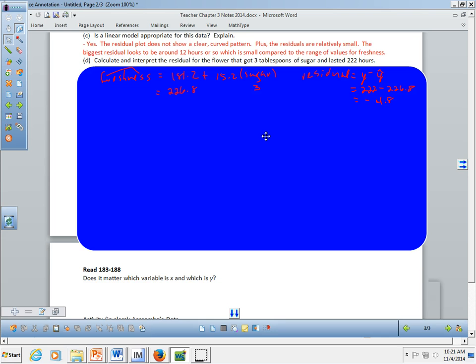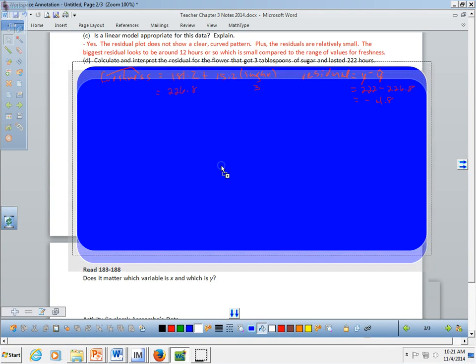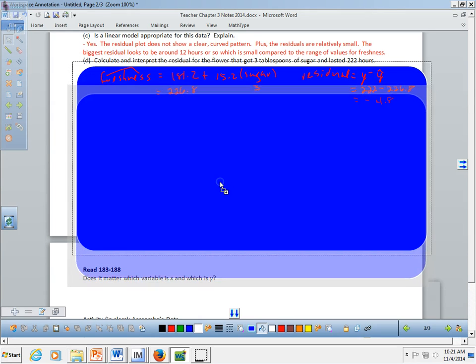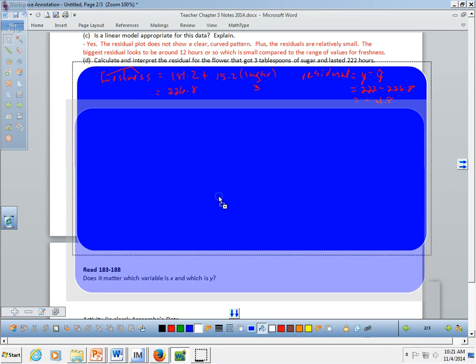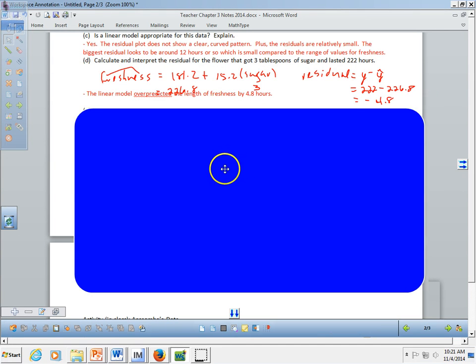Interpret that residual. Again, give yourself a second, stop the video, write that out. Okay, what'd you come up with? You should have said something like, let's see if this worked out. I did write over a little bit, but the linear model over-predicted the length of freshness by 4.8 hours. That would work. Okay? Include your context, and over-predicted what, and by how much.